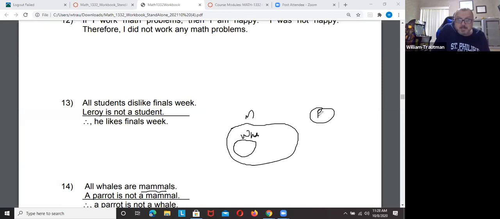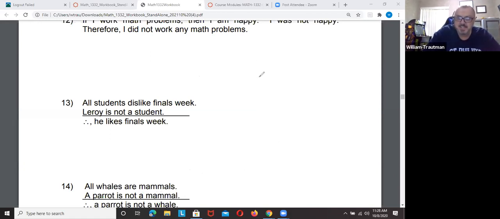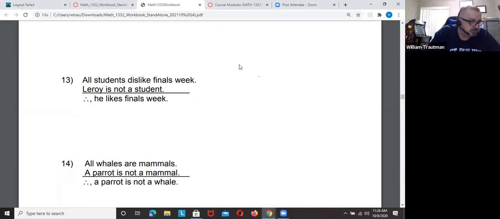A parrot is not a mammal. It has to be outside of the mammal circle. So a parrot is not a whale. That's true. Do you see? A parrot is not in the whale circle. So this is true. This is good. It's valid. That's a good statement. You can just say, oh, I know a parrot's not a whale, but you've got to be careful. Like the word "pat," it could be male or female. There could be a parrot whale. So you have to draw those pictures.